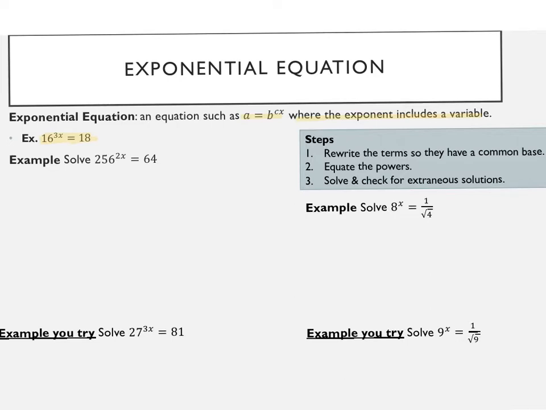Our steps to solving these are fairly simple. If possible, we want to rewrite both terms so that they have a common base. Once the bases are the same, we can equate the exponents, and then we solve and check for extraneous solutions.